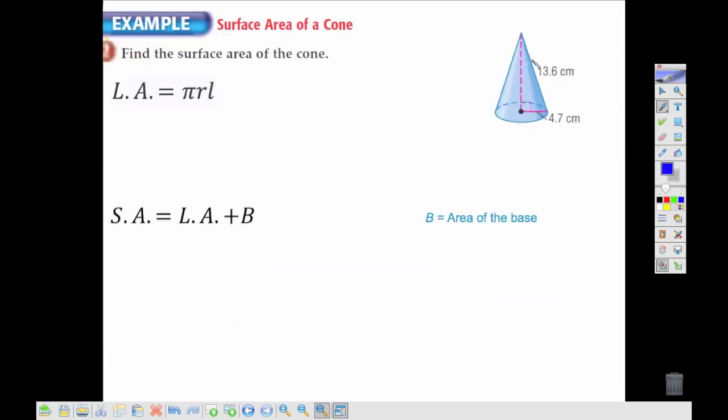Okay, in this example here, pi RL, let's look at our variables. R is equal to 4.7 because it's going from the center there. Our slant height, we want to make sure that we've got the right one. Yes, 13.6 is the diagonal, or is coming down the side there. So 13.6. So we have everything we need to find the lateral area.